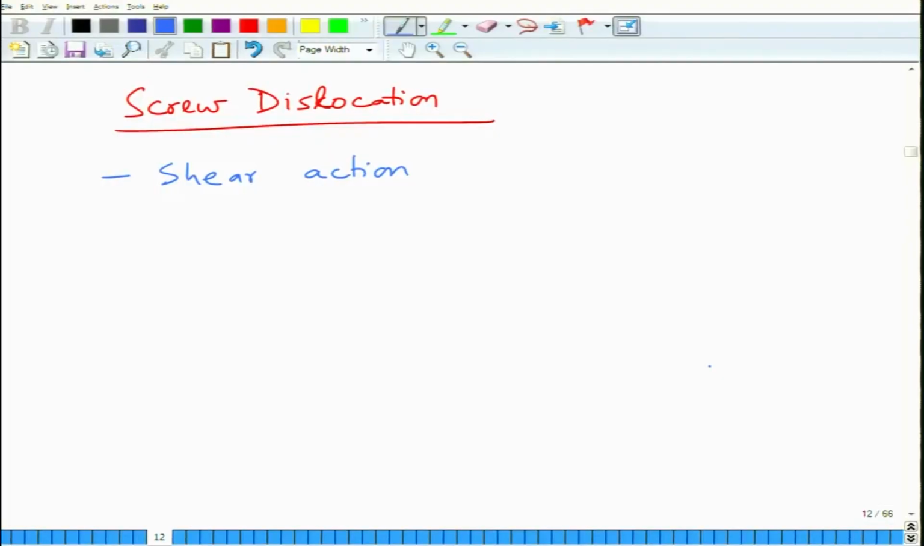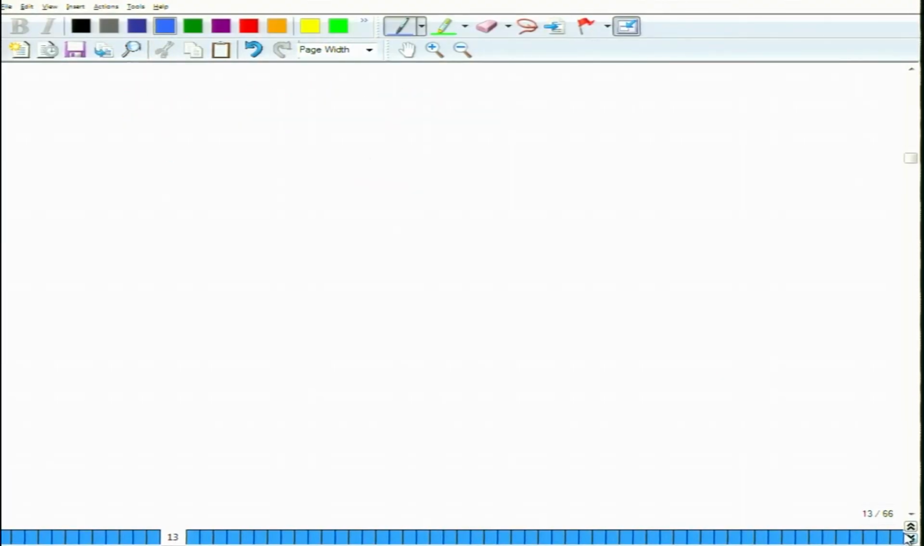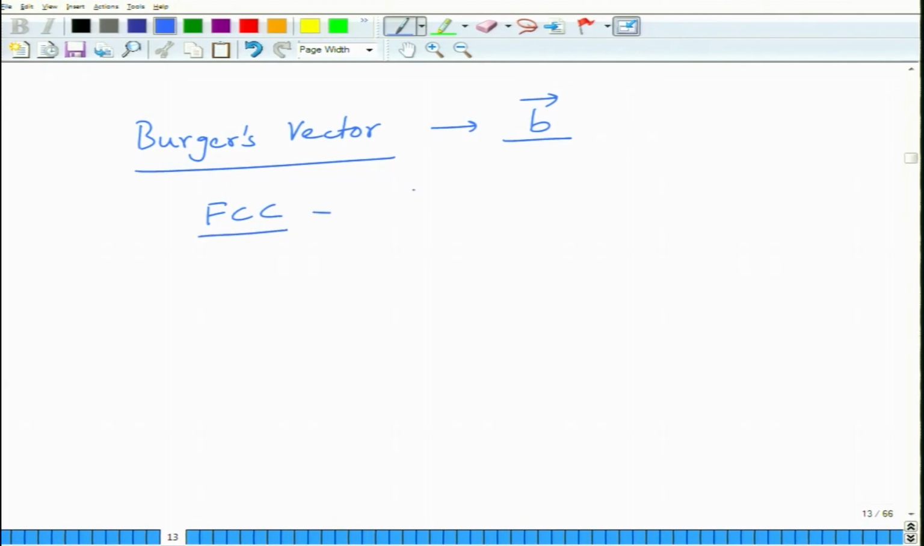The dislocations are characterized by a parameter called the Burgers vector, B. Basically it is related to lattice parameters. For example in an FCC material, B is equal to half of 110 type of direction, a/2 <110>. So the length of B would be equal to a divided by root 2.